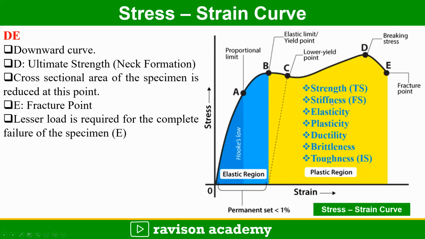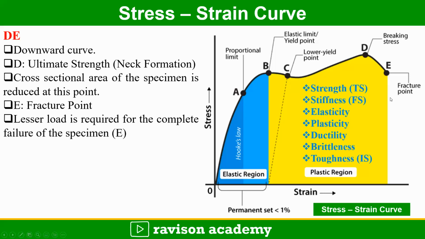Stiffness is nothing but the measure of Young's modulus. Once you calculate the Young's modulus, if the value of Young's modulus is very high, we can tell the stiffness is high. Then we can tell the elastic limit and the plastic limit, and we can tell the ductile nature of the material and also the brittle nature of the material.